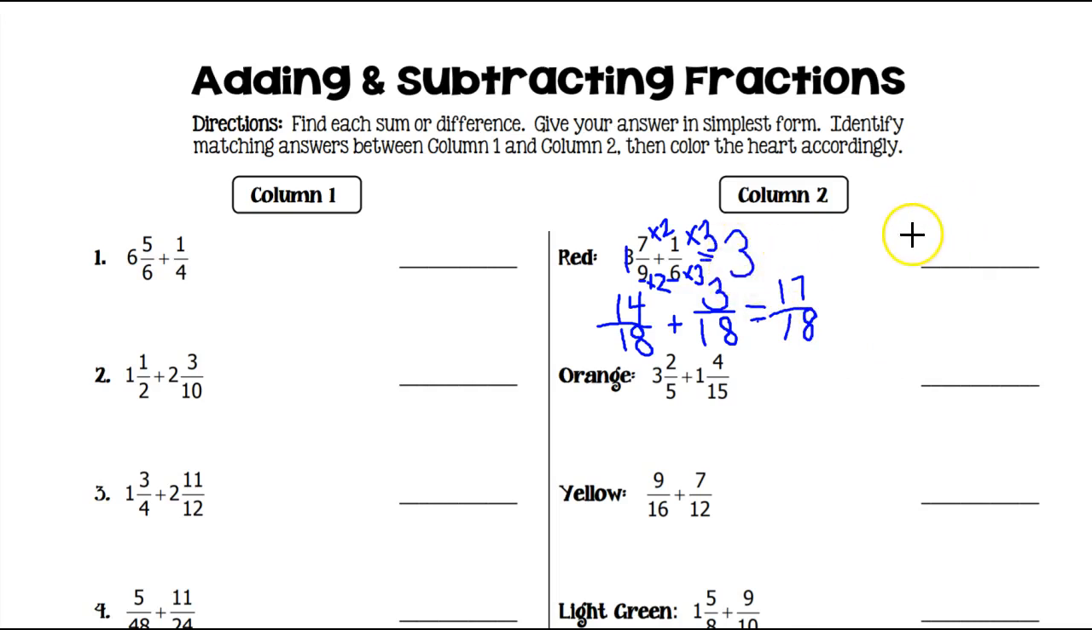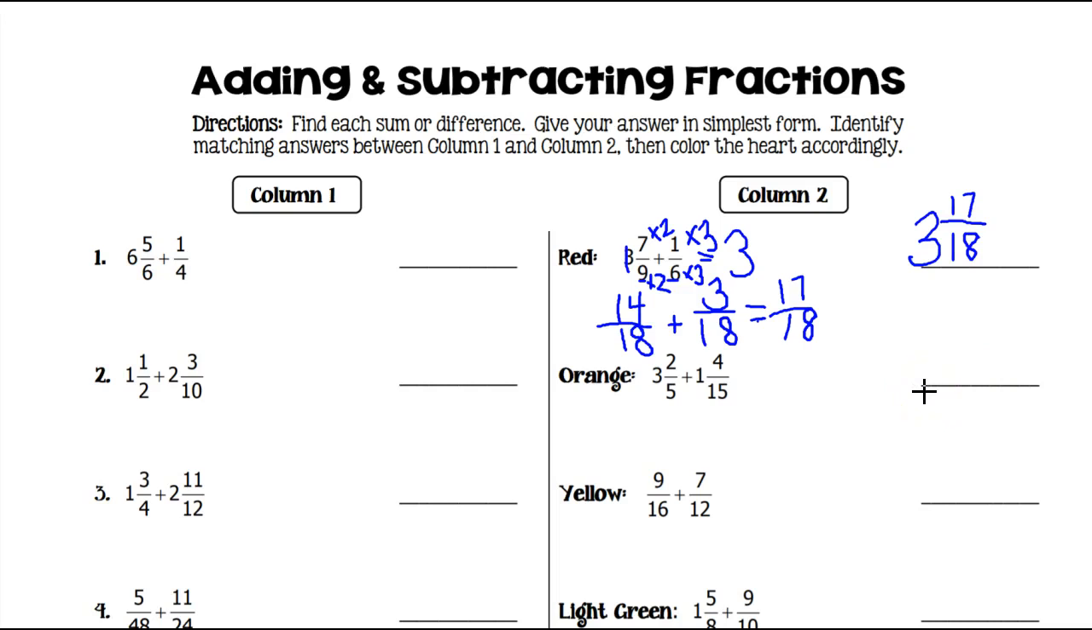So now I'm going to remember that whole number. So my answer now becomes 3 17/18. And I can't simplify that. I can't reduce it. It is in the simplest form.